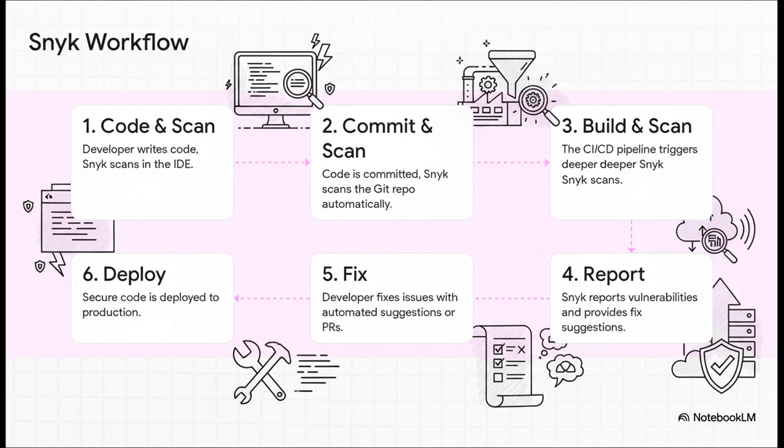Snyk then reports back any issues it finds, and here's the best part. It gives you concrete suggestions, sometimes even automated pull requests, on how to fix them. The developer makes the fix, and only then does the secure code get deployed. It's a full, continuous security cycle.